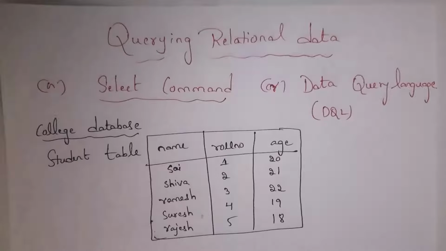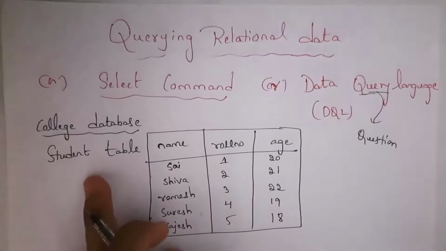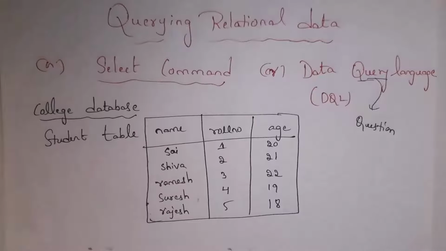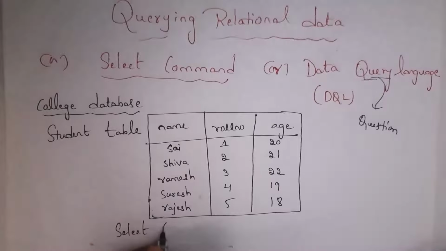Guys, we also call this select command as data query language. Meaning of query is question. By using select command we are questioning our database. For example, I want to see the complete student table as output. So for that purpose we need to write select. So just write select star, star means complete columns, from table name. My table name is student.